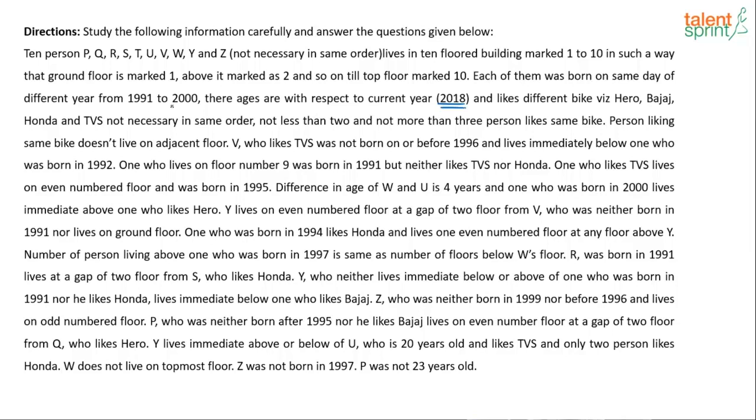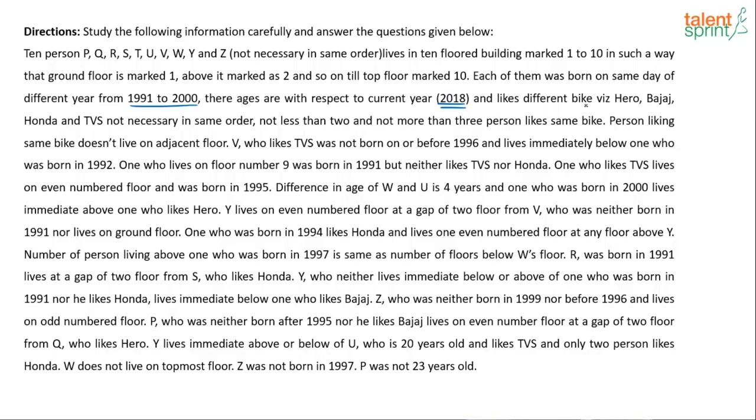So they were born in different years from 1991 to 2000. Of course 10 persons, 10 different years: 91, 92, 93, and so on till 2000. Now you can make it out, right? If somebody was born in 1991, what will be his age in 2018? He'll be 28 years old. The one born in 1992 will be 27. Likewise, the one born in 1995 will be 23, and the one born in 2000 will be 18. So there are different ages basically.